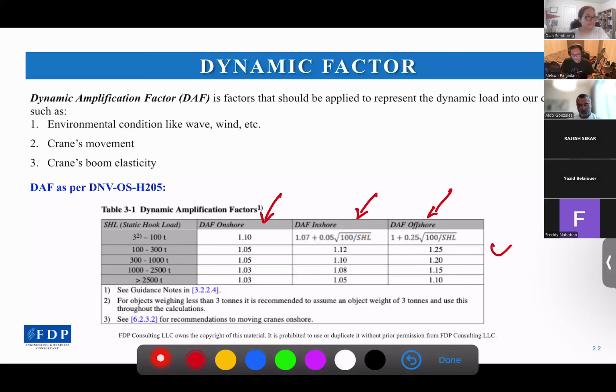Now, what if we are going to do lifting onshore, but the cranes are moving? As we see in the table note number 3 here, it is mentioned we can refer to section 6.2.3.2. And if we open the section, it is saying that we can use dynamic factor inshore in table 2 if the cranes are moving like that.